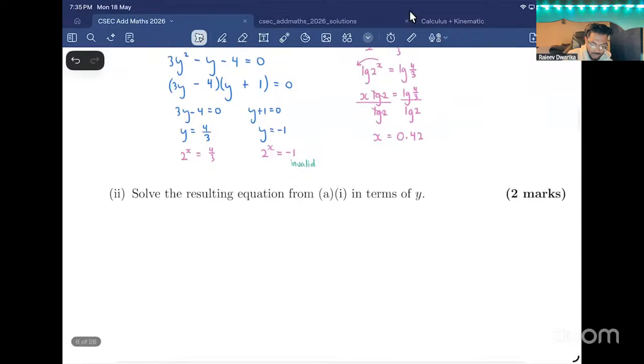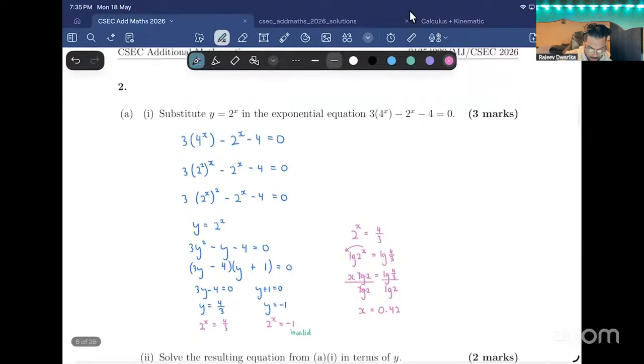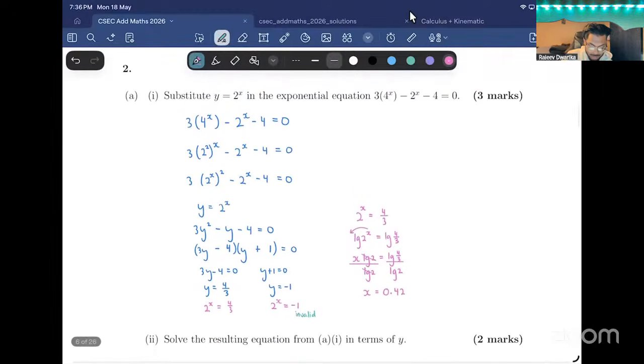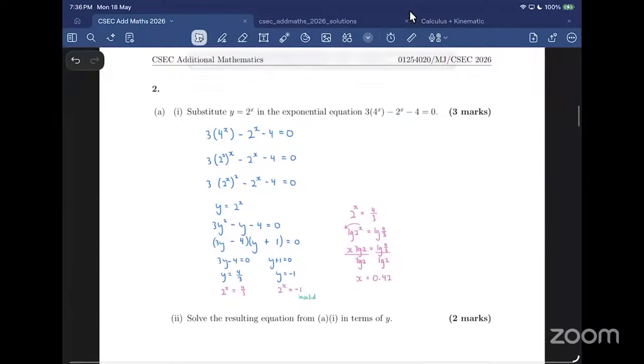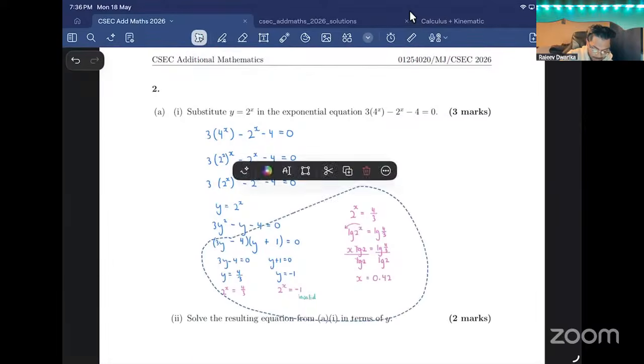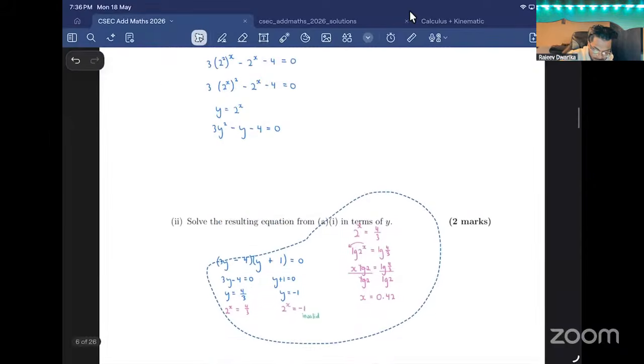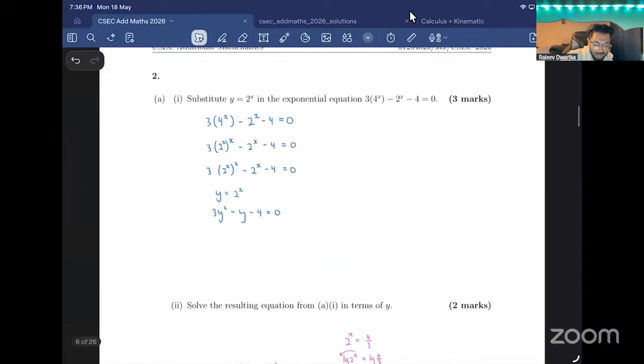Solve the resulting equation from A part 1 in terms of y. Oh, we answered that already. Damn, we answered the question already. That's crazy. I was thinking that was kind of long.